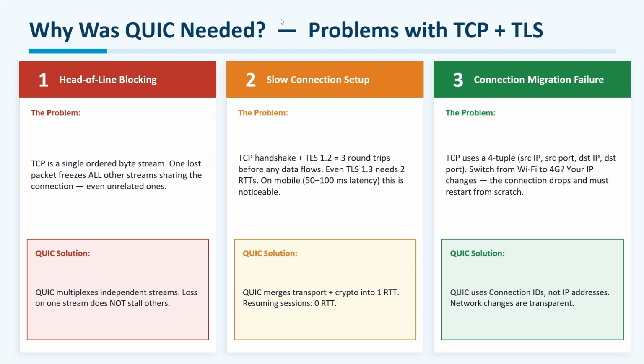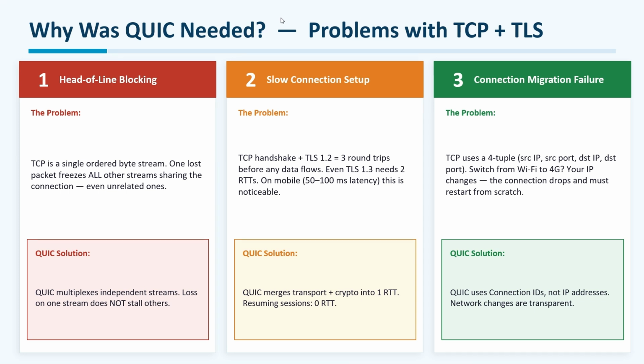HTTP/2 tried to solve the application level HOL blocking by multiplexing multiple streams. But because all those streams are still shared on one TCP connection, a single packet loss freezes all the streams simultaneously. QUIC provides a simple solution by multiplexing independent streams. Loss on one stream will not affect the other streams.